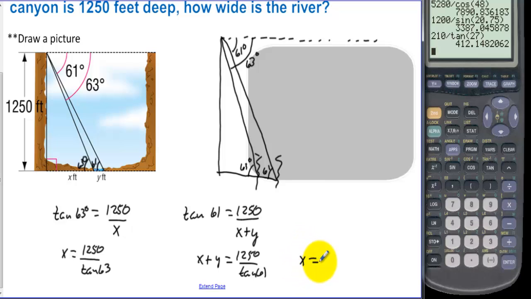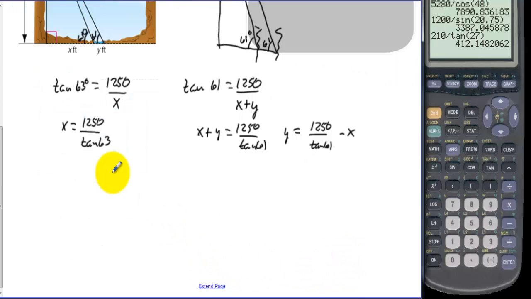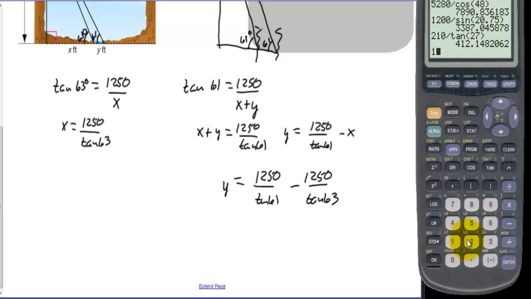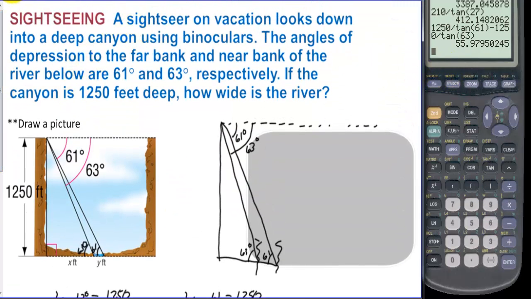Well, even better, we can also say that y is equal to 1250 over the tangent of 61 minus x. Now we can make a substitution. y is equal to 1250 over tangent of 61 minus this right here, minus 1250 over tangent of 63. So let's find out what that is. We have 1250 divided by tangent of 61 minus 1250 divided by tangent of 63. And the answer is 55.98. Is that going to be feet again? Yes, it is feet.